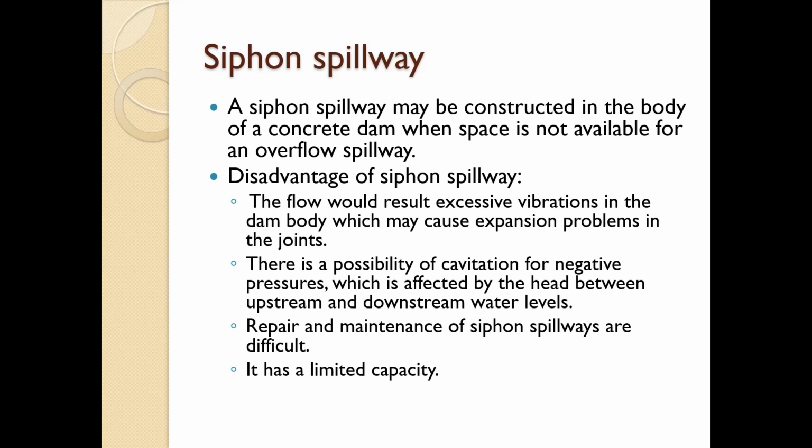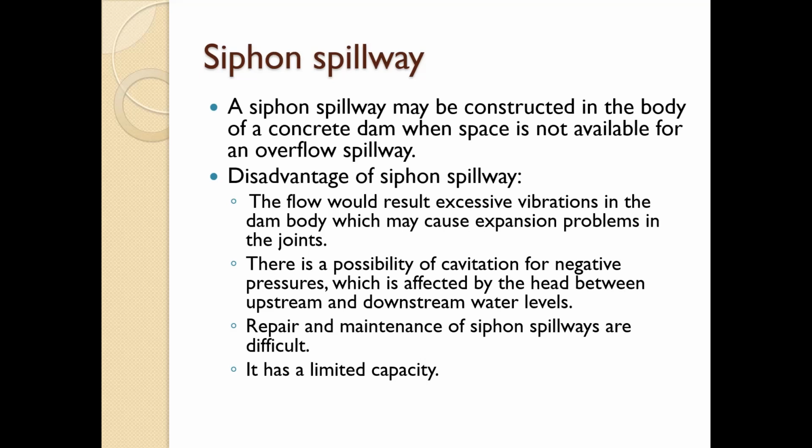So what are the disadvantages of this siphon spillway? The flow would result in excessive vibration in the dam body, which may cause expansion problems in the joints. Then there is a possibility of cavitation due to negative pressure, which is affected by the head between the upstream and downstream water levels.